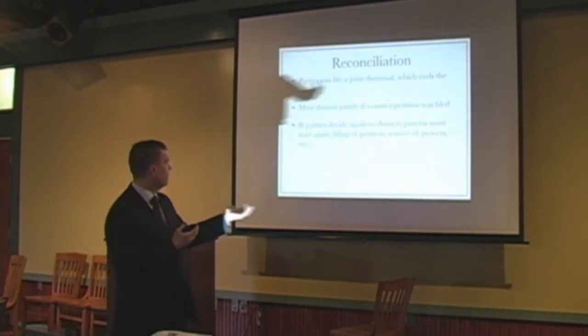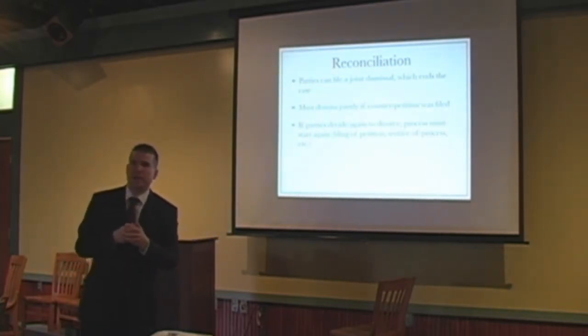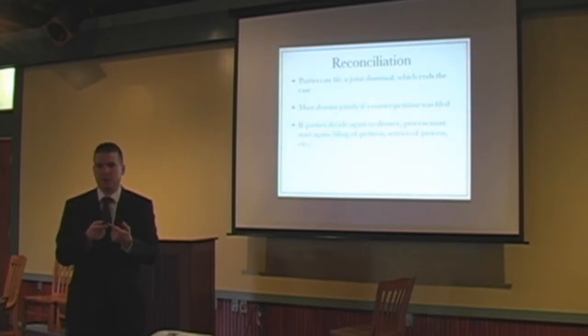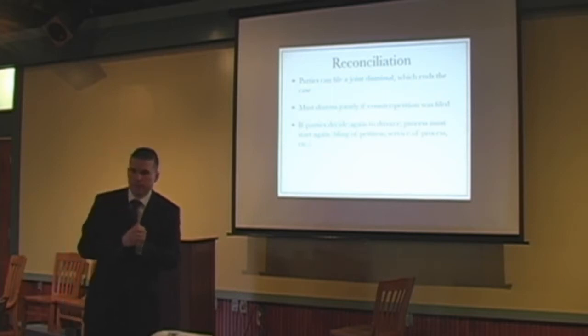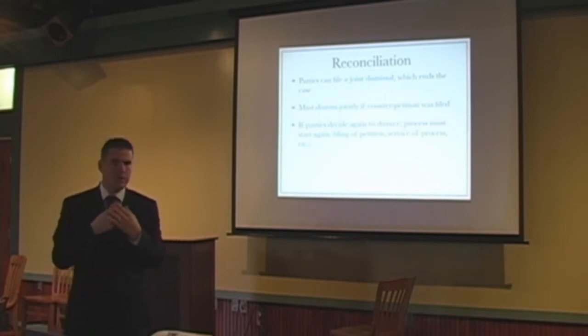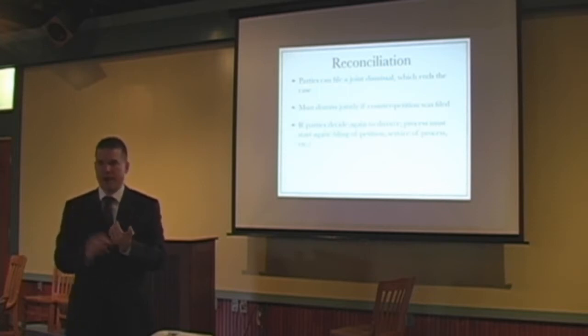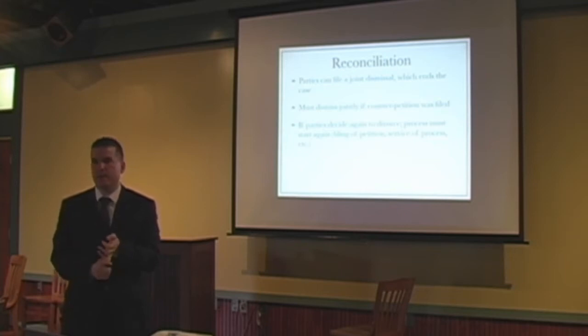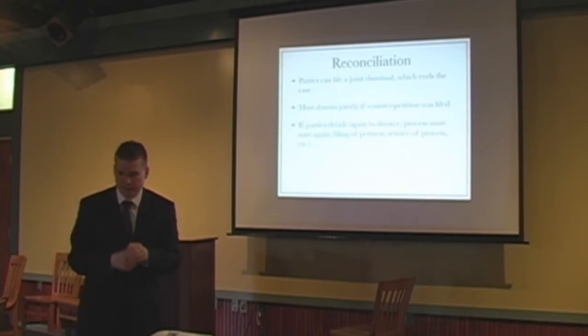Now, the second point is that if a counter petition has been filed, then you have to have the dismissal jointly. In other words, if a counter petition has been filed by husband, for example, then wife cannot simply decide to dismiss the divorce. If she does, then husband's counter petition still exists, and husband can still get the divorce. If you do this and you decide again to get divorced, then the process starts all over. That's filing a petition, having the other party served with process, and getting into the discovery phase if that is what's necessary.